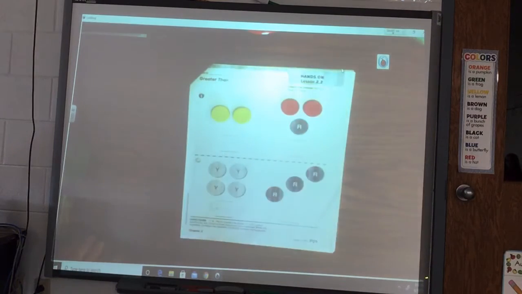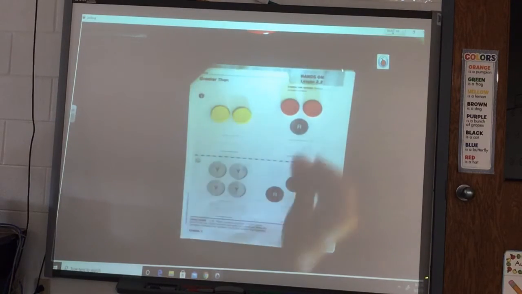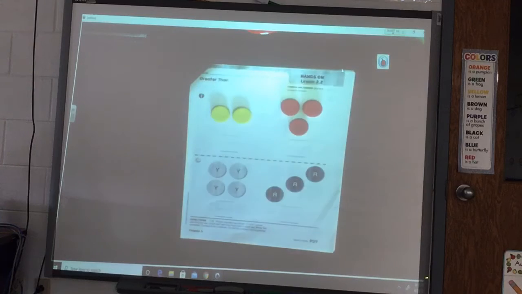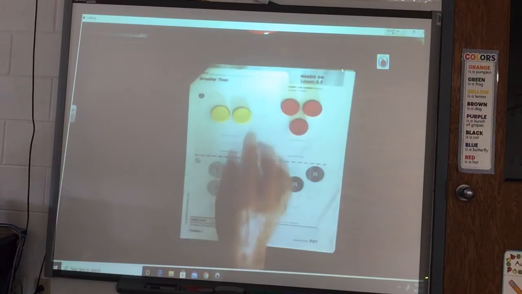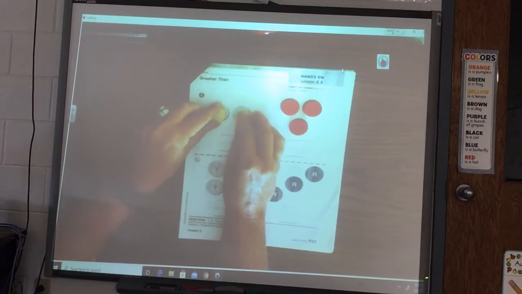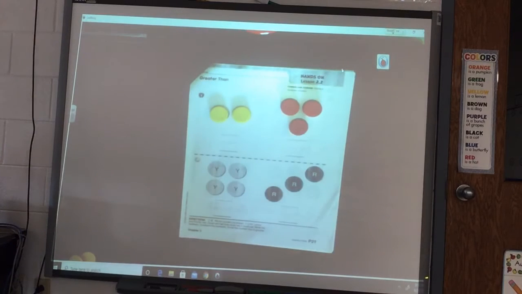If you want to use your counters, you can. They might be different colors, and that's okay. At least you would see their different colors. If you don't want to, you can just look at the circles and see the letters. But the directions say Y is for yellow, R is for red. Count and tell them how many are in each set and write the number. So let's touch and count.